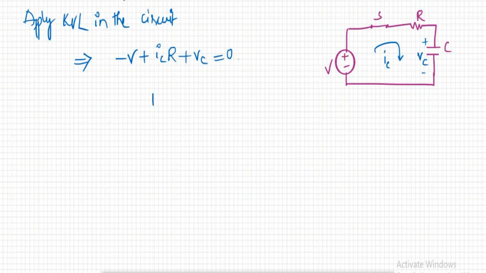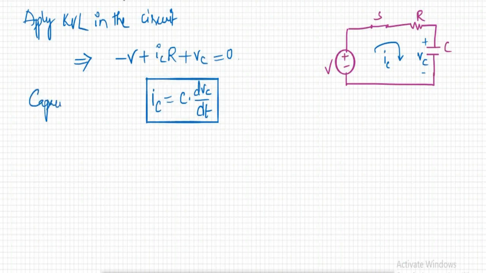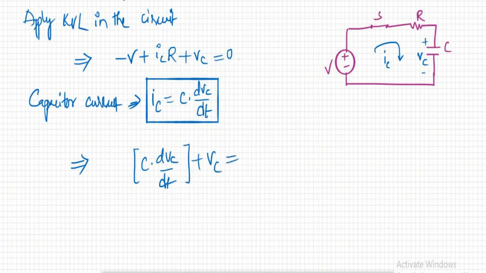Now we have the current through the capacitor, IC equal to C into dVc by dt. We wrote the inductor current in the earlier calculation, and now we are taking the capacitor current, IC equal to C into dVc by dt. Now let us substitute this IC value in the above expression, that will become RC into dVc by dt plus Vc should be equal to V. If you rearrange this expression, that will be like dVc by dt.